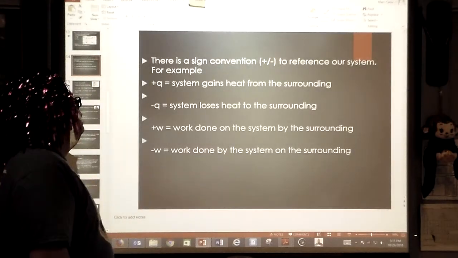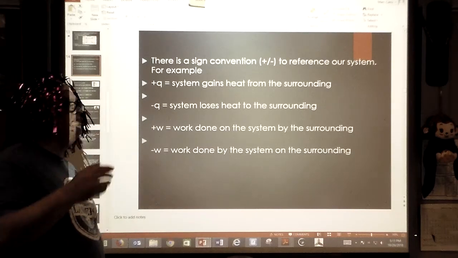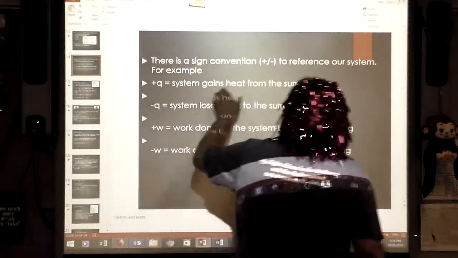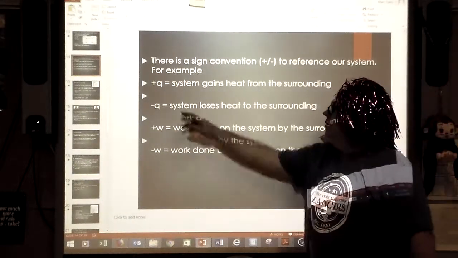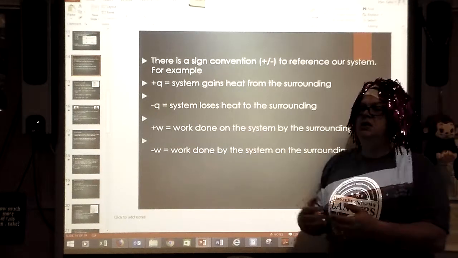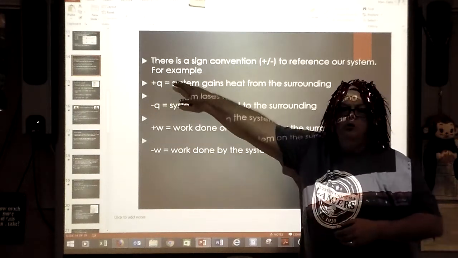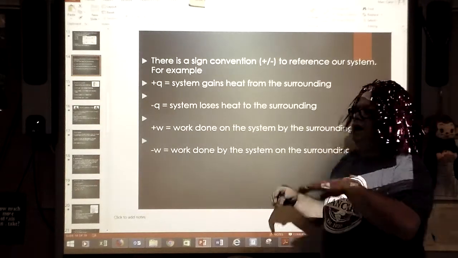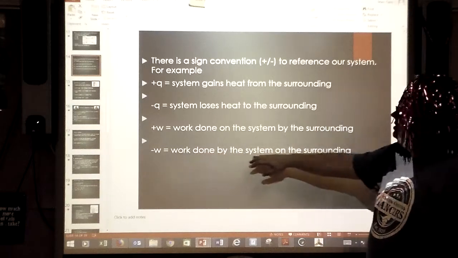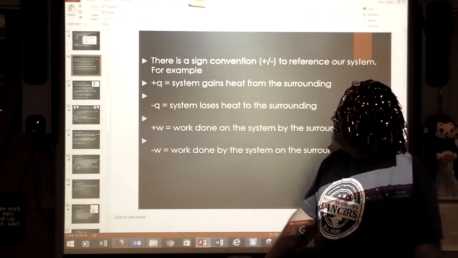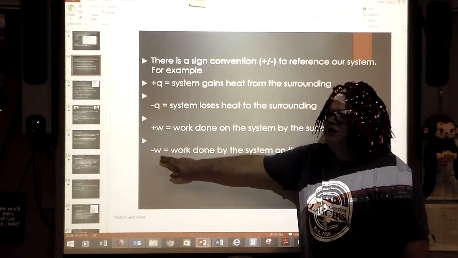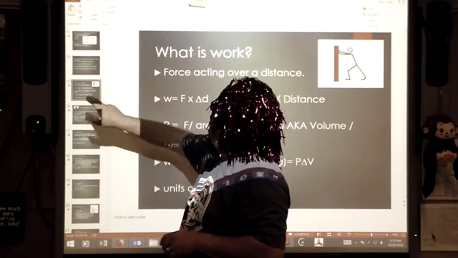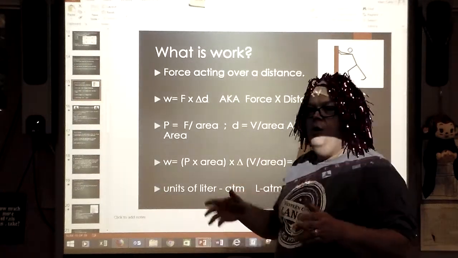Now, there is a sign convention, that's the plus minus, to reference our system. For example, plus Q, the system gains heat from the surroundings. Minus Q is the system loses heat to the surroundings. Think endothermic, exothermic. Plus W, the work done on the system by the surroundings, and minus W, the work done by the system on the surroundings. Again, think endothermic, exothermic. That should be a real good clue for you guys. Okay? Alright.